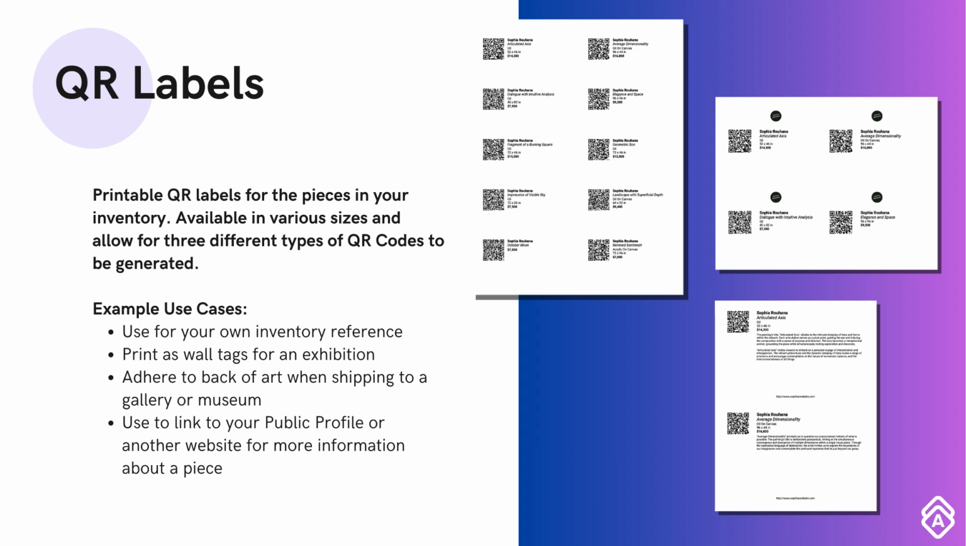They're also available in small, medium, and large. And there are 3 different types of QR codes that you can be generating with your pieces. So I'm going to show you in a second the 3 different types, but example use cases are: use for your own inventory reference, print as wall tags, adhere to the back of art, either for your studio or when you're shipping. And then you can also use them as linking to your public profile or another website for more information about a piece. So let me show you what I mean by that.